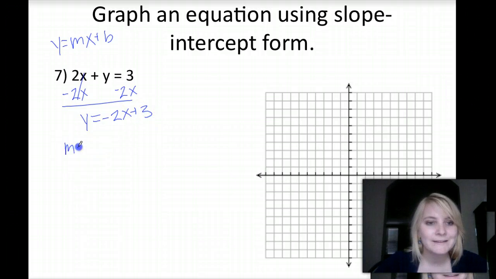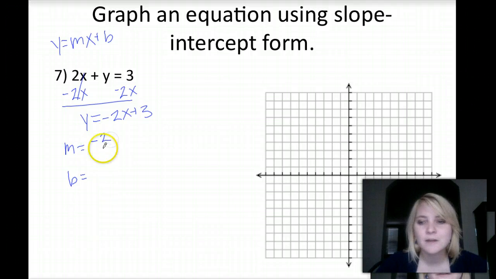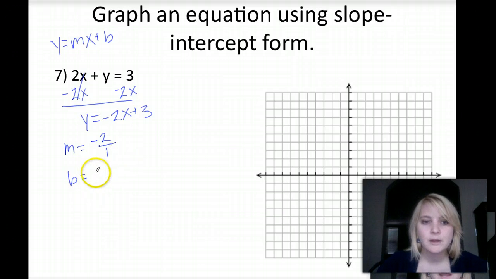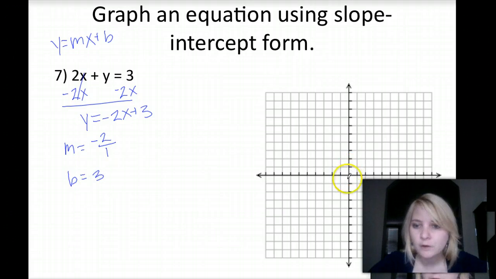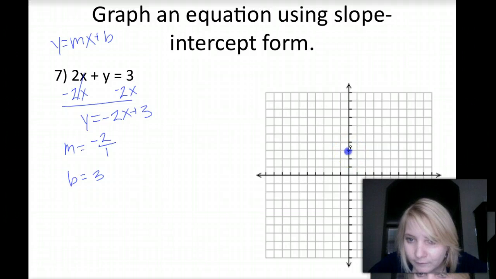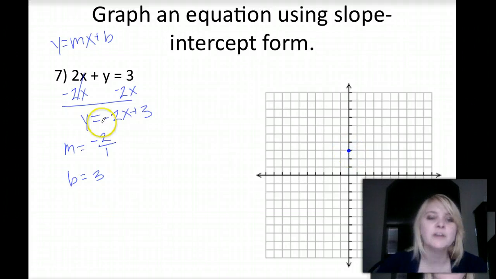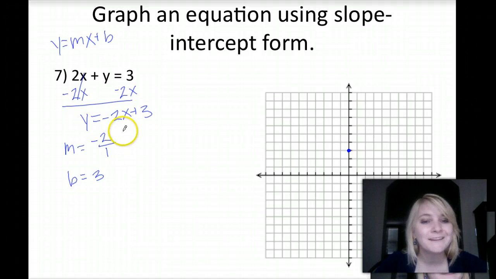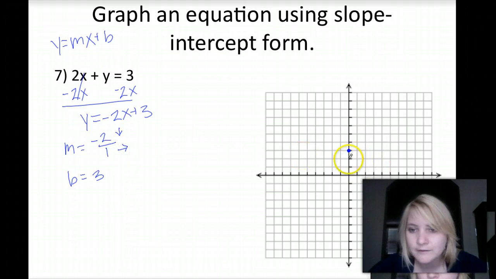Now once again, we're going to identify our slope and y-intercept. Our slope here is negative 2. Now since it's an integer, we want to think about it as over 1. So when you have a slope that's an integer, a whole number, or just a number, place it over 1. And our y-intercept is 3. So we cross the y-axis when y is 3. And our slope is negative 2 over 1, once again it's a rise over run. Since it's negative 2, we're going to go down 2 units and then to the right 1 unit. So we'll go down 1, 2, to the right 1.